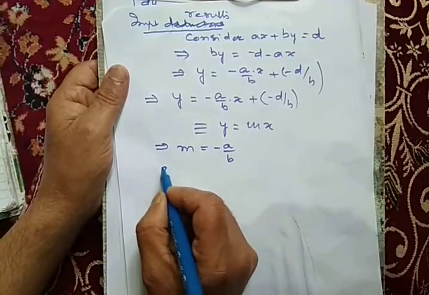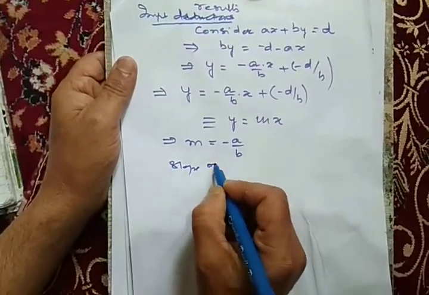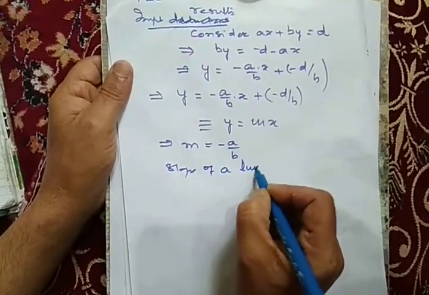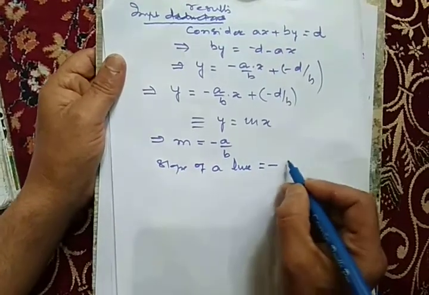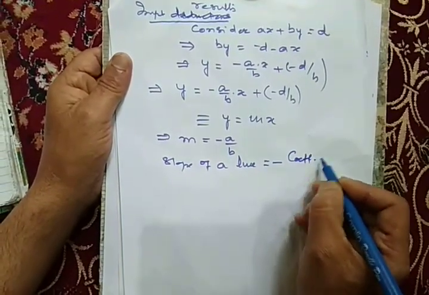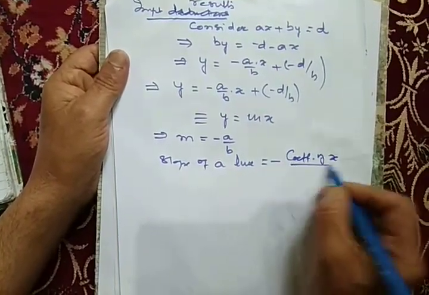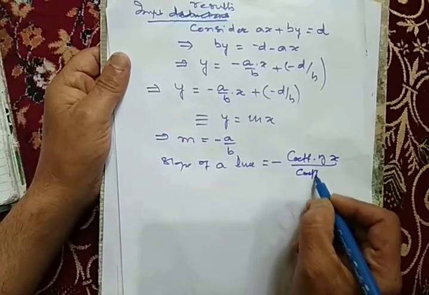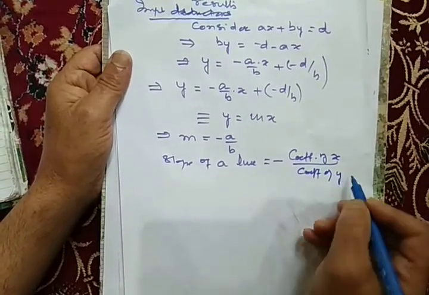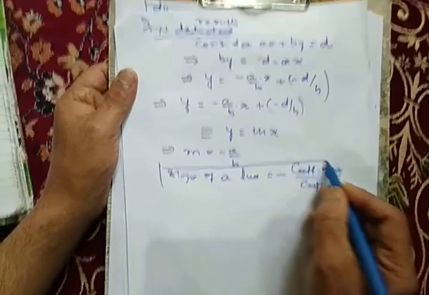Therefore, slope of a line is equal to minus times coefficient of x divided by coefficient of y. Very important result.